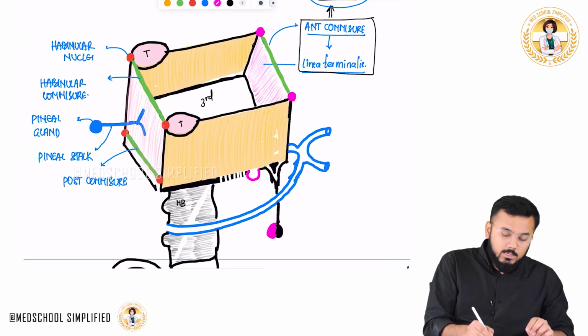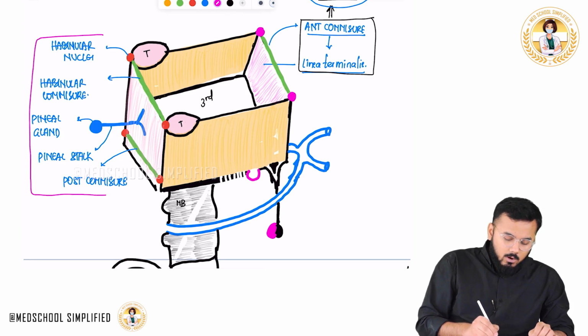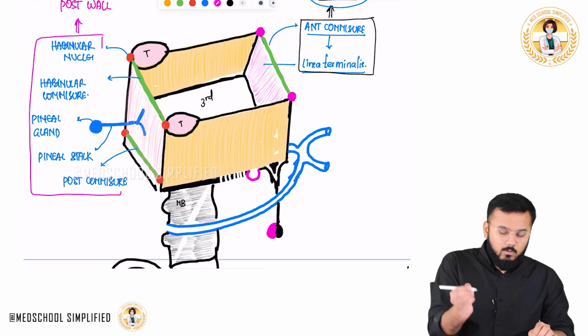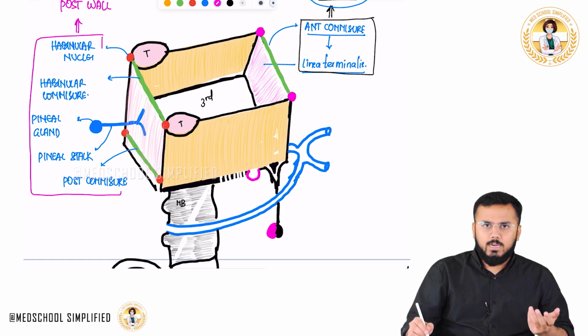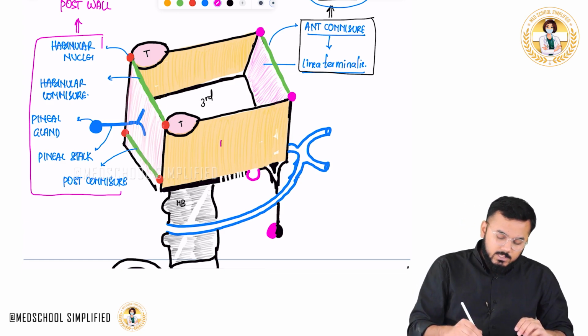So all these particular structures, whatever we have discussed over here, they form the posterior wall of the third ventricle. Right, now let us discuss the right lateral wall and left lateral wall. Obviously the structures located on the right lateral wall are the same as the structures located on the left lateral wall. So if this is the right lateral wall, then this will be called the left lateral wall.